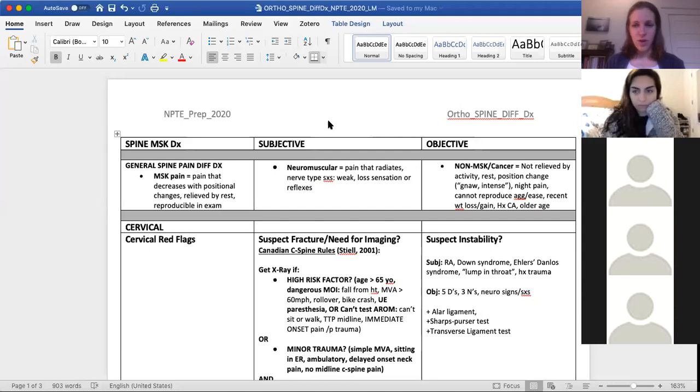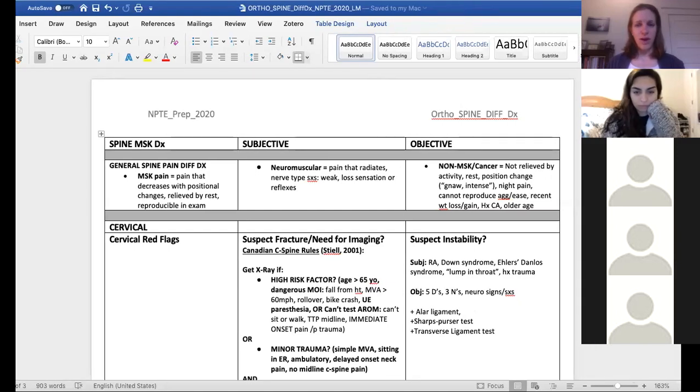So spine differential diagnosis. Okay, so I want to start off first talking about the general idea, and this theme will come up throughout the different diagnoses talks. Just reminding you that musculoskeletal pain is pain that can be reproduced, so it's mechanical. Nerve pain or neuromuscular pain radiates, and you're going to have some sort of nerve symptoms usually. And then non-musculoskeletal pain, for example, cancer, is pain that you can't reproduce.